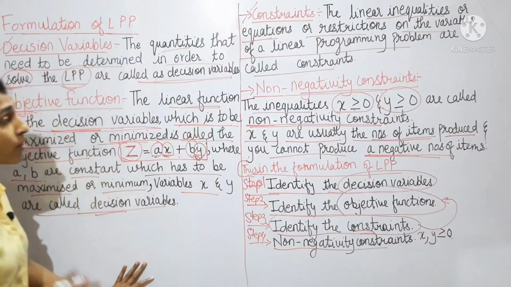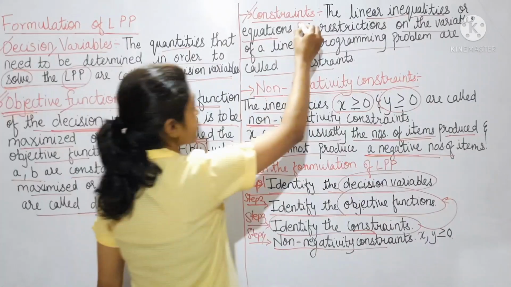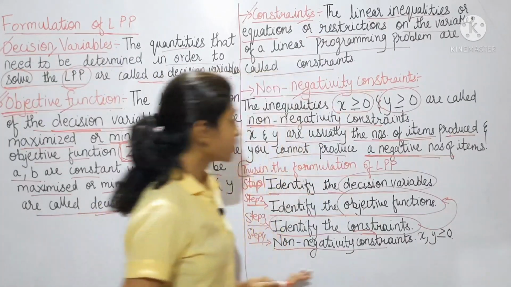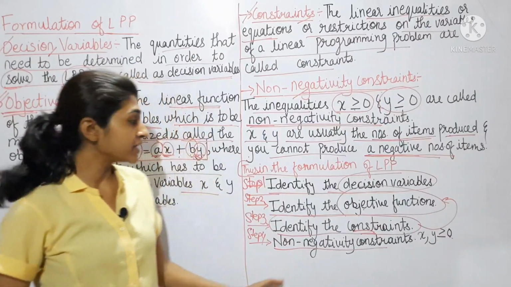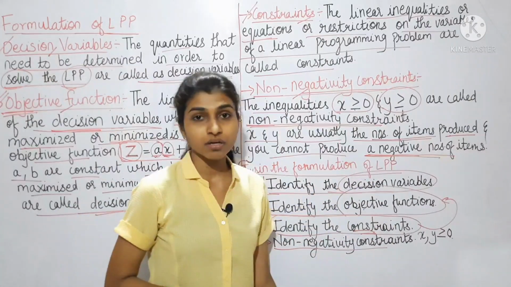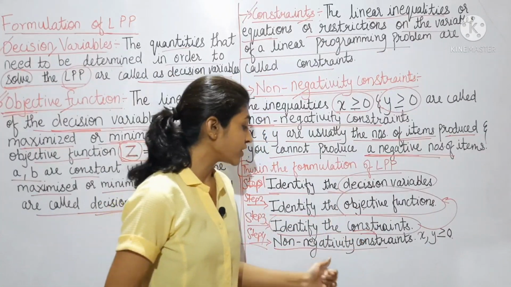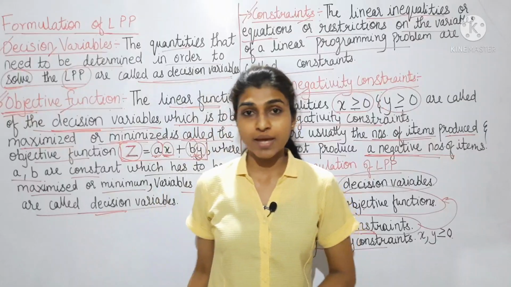So I hope you have understood this formulation of LPP, very important. First identify the decision variable, next identify the objective function, then constraints, then non-negativity, and you can find the answer of the LPP. We'll take one example to understand these 4 steps, then you will understand how to formulate an LPP. By that time, copy down in your notebook and then we'll see one example.